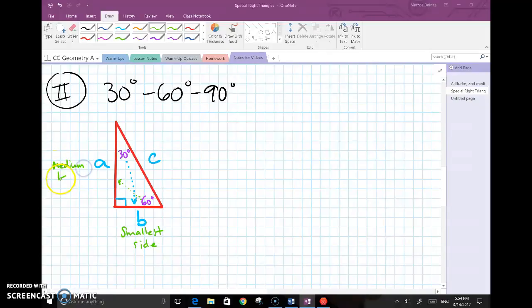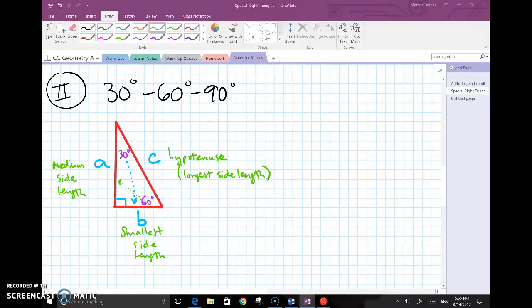So medium length, or I'll write side to be consistent. So medium side, okay? And I'll throw in this word for good measure. So we are talking about lengths. So medium side length, smallest side length, and of course, like I already said, C is the hypotenuse, and the hypotenuse always wins. It's always the longest side, okay? So it's the longest side length.